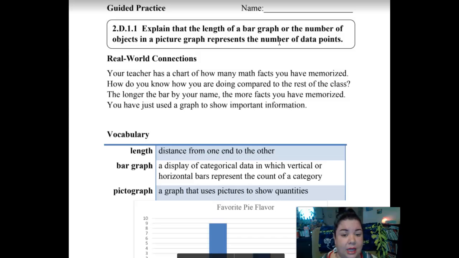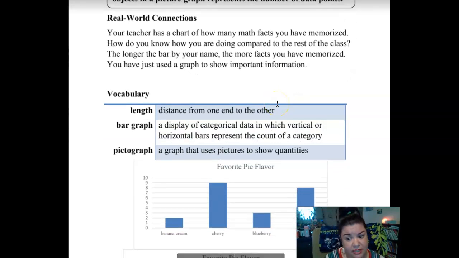So let's say that we made a chart of how many math facts you memorized. And let's say we put it with the other second graders that we have. And maybe other people in your family even. And the longer the bar by your name, the more facts you've memorized. So that shows important information. So let's look here. We can use that for a lot of different things.